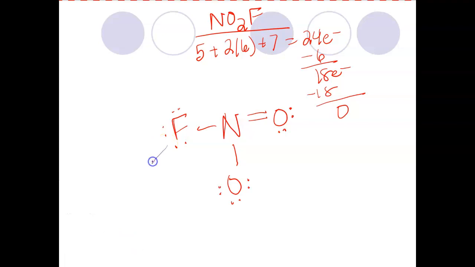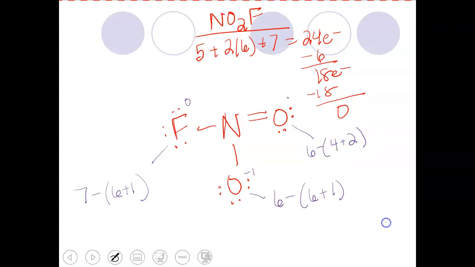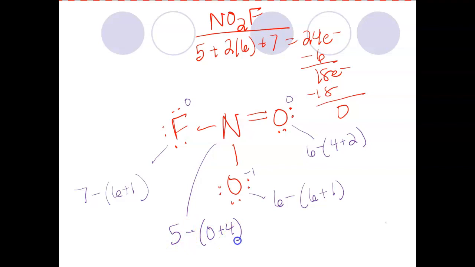So fluorine, 7 valence electrons minus 6 dots, 1 line is 0. This oxygen is 6 valence electrons minus 6 dots and 1 line, which is -1. And this one is 6 valence electrons minus 4 dots and 2 lines, which is 0. And nitrogen is 5 valence electrons minus 0 dots and 4 lines, which is +1. So we've got 2 atoms that are 0, one that's a +1 and one that's a -1. So formal charge-wise, this isn't amazing.